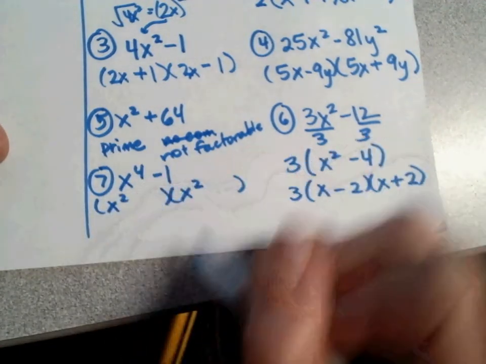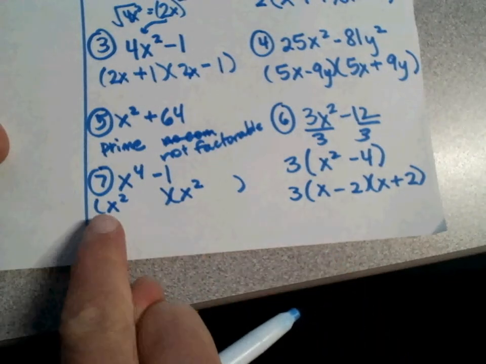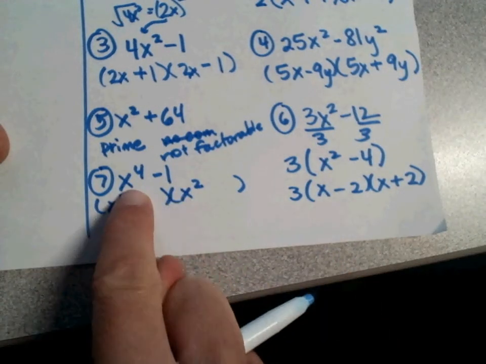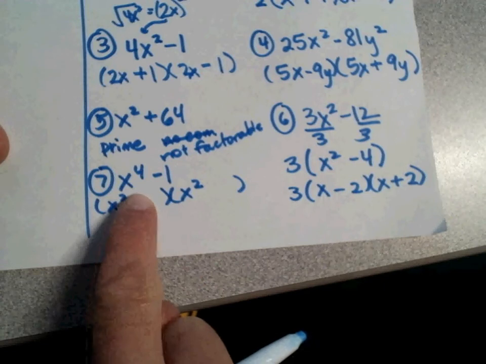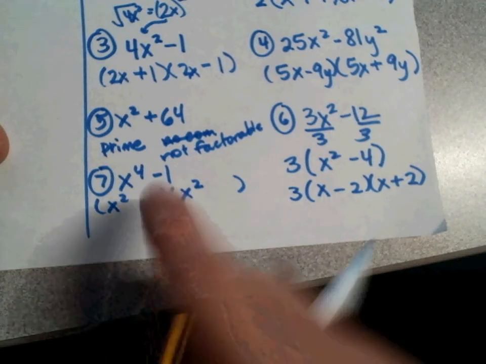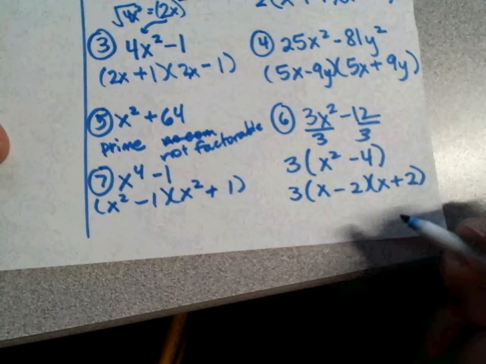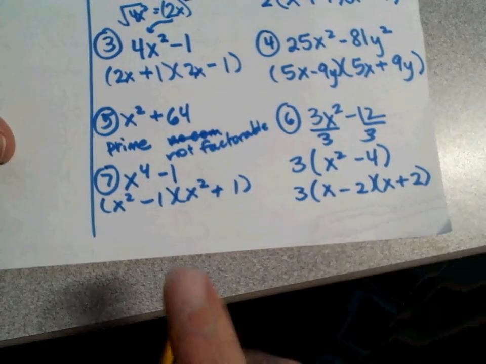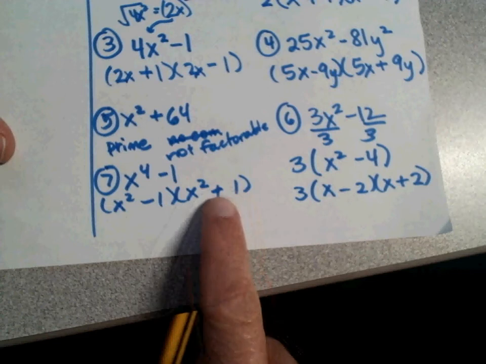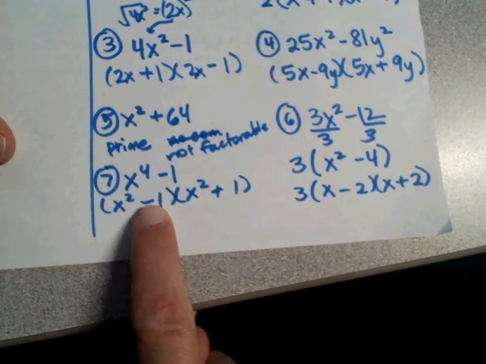X squared and x squared is going to go here. Because, remember, x squared times x squared is x to the 4th, which is what you want. So if you have x to the 4th, it's going to be x squared and x squared. Square root of 1 is 1 and 1, so you got a minus and you got a plus. Now, this one's slightly different. That one does not keep factoring because it's a plus.